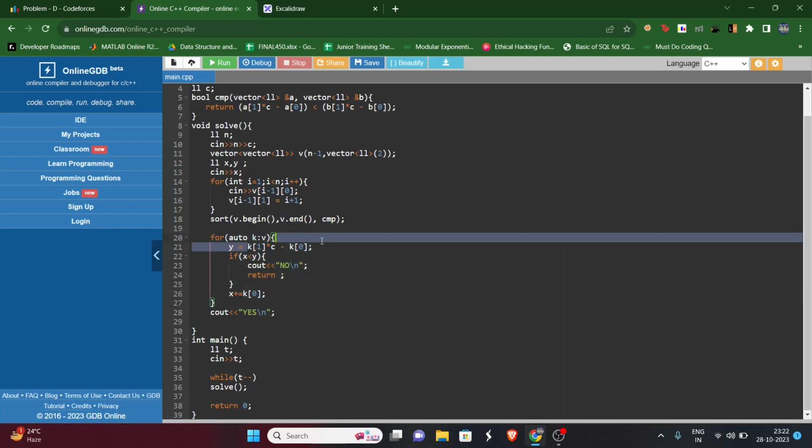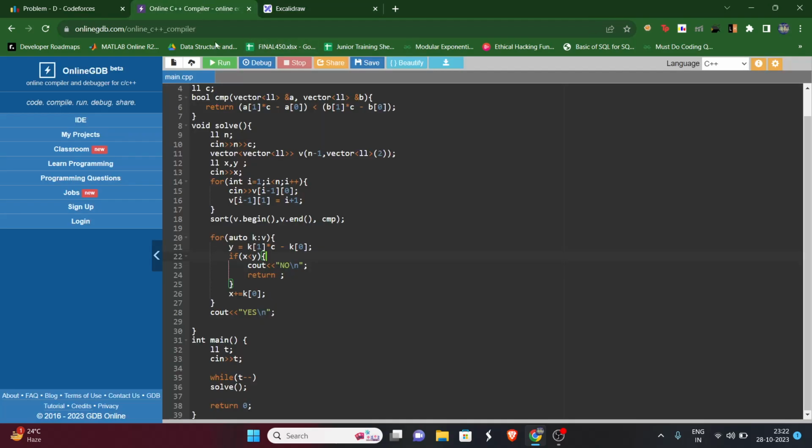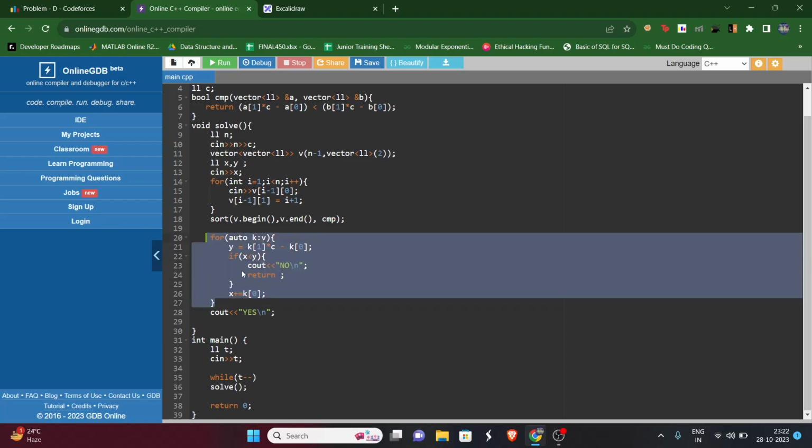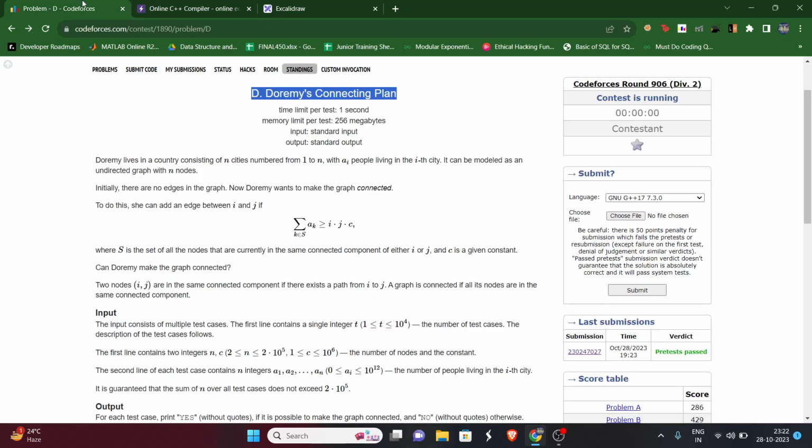Now after sorting, we are just running a loop. We are checking the y value, just to check the condition. Y is not the city number, basically y is representing this whole expression value, as we can see over here. If that is less than x, which is nothing but the total population connected with city 1, then we can simply print no. Else we increase the population of city 1 by whatever population we have in this kth city. And if we complete the loop, that means we are able to make one connected component and we can finally print yes. This was an AC solution.